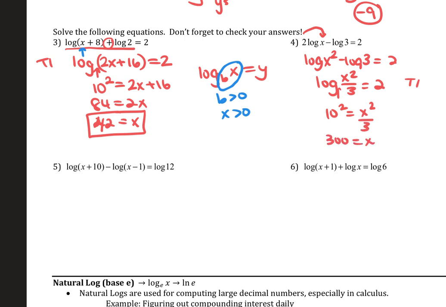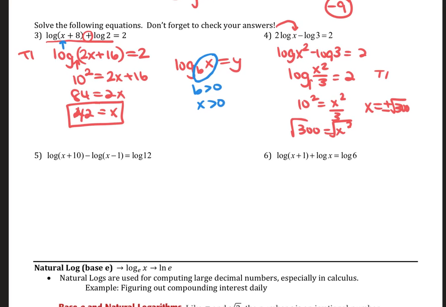So if I multiply by 3 and take the square root of both sides, we're going to get x equals plus or minus 300. Now after break, we'll be using a calculator, so we'll just go right to whatever the decimal is of that. For now, since we don't have a calculator and that's easy enough to simplify, I will go ahead and do that. So it'll be plus or minus 10 root 3.